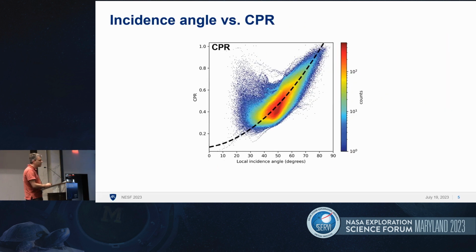And CPR also has a strong relationship with incidence angle, so that you get much more direct specular reflection. You get one flip of the polarization at low incidence angles, like you would get off a mirror. And you get more of the same sense circular polarization at higher incidence angles, where you get multiple bounces.